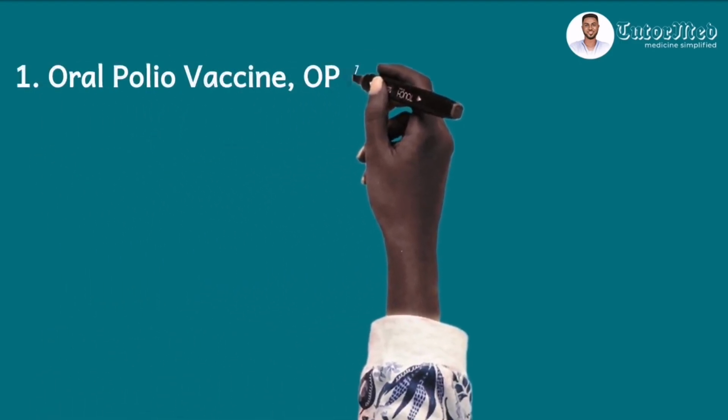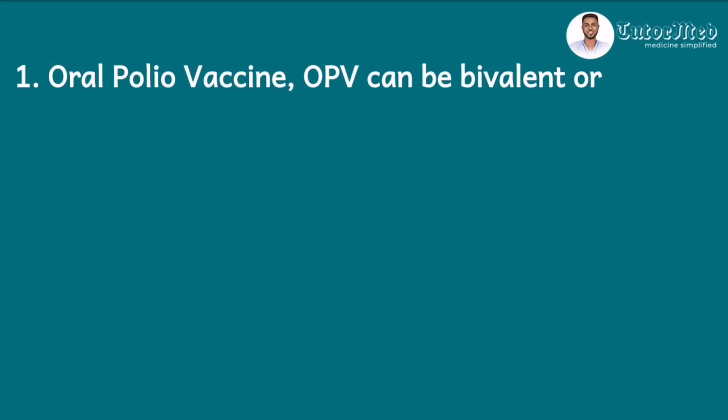Very good. And so before we look at how to remember the immunization schedule in Ghana, let's establish a few relevant points. The oral polio vaccine is one of the vaccines on the schedule, and it is a live attenuated vaccine, meaning this vaccine contains some live strains of the polio virus, but these viruses have been programmed not to be virulent. This vaccine, abbreviated as OPV, can be bivalent or trivalent.